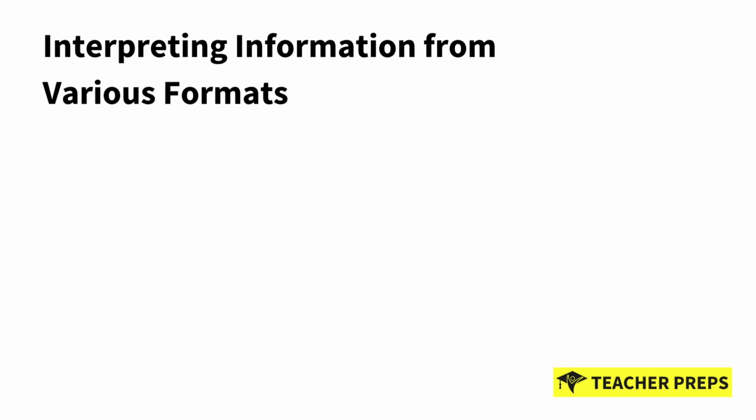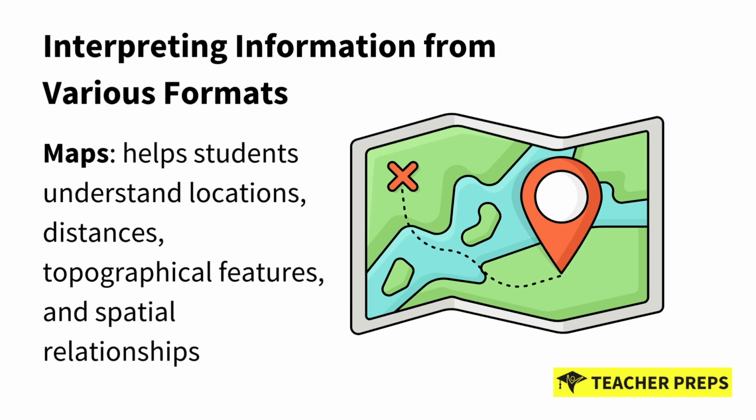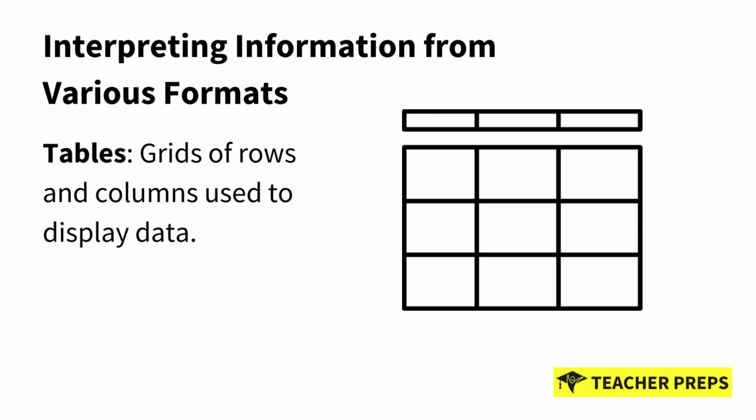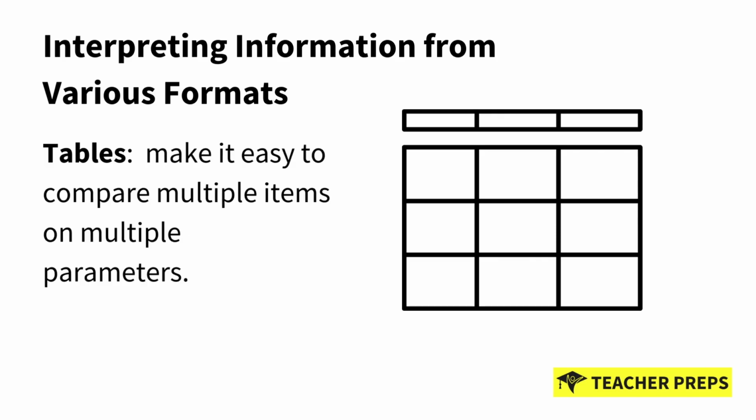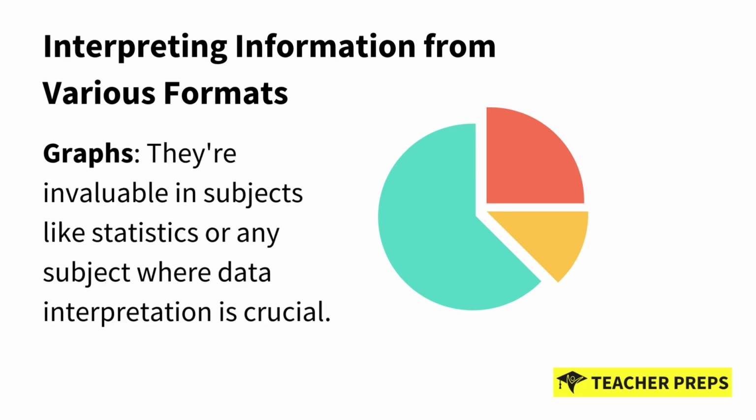Let's begin with the understanding of various formats for this lesson. First, we have maps. These are visual representations of geographical areas. Maps help students understand locations, distances, topographical features, and spatial relationships. Next, we have tables, which are grids of rows and columns used to display data. Tables make it easy to compare multiple items on multiple parameters. And then there's also graphs, which are diagrams representing data. And these help students interpret data better.